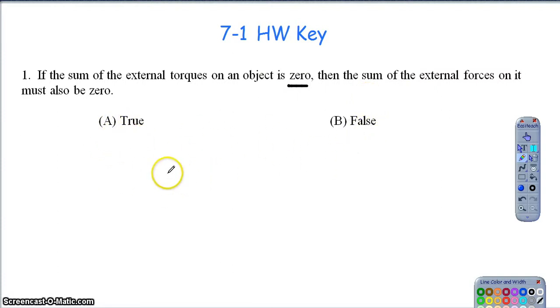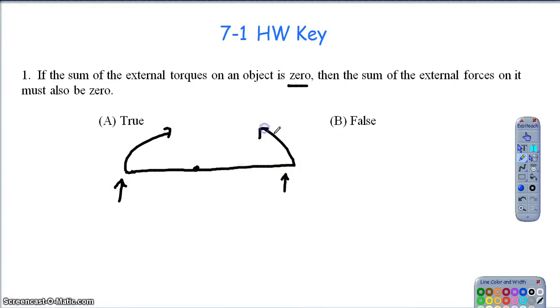Don't be thrown off by this one, right? We can have a lot of situations where the external torque might be zero, but the sum of forces would not be zero. An easy case of that would be if I have a pivot point right here, and two forces that act this way and this way. Those two forces would generate two torques that potentially balance each other out, but the net force would clearly be going in the upward direction. So we can definitely have a situation where the torque is zero, but the sum of external forces is not zero. So that is false.